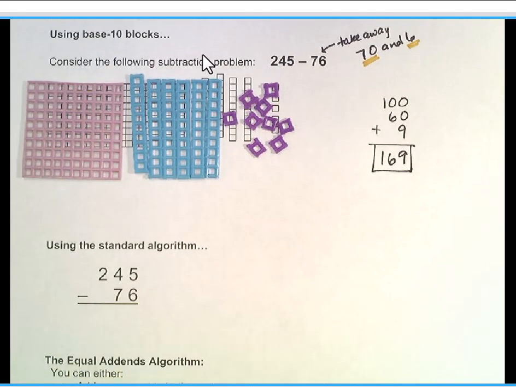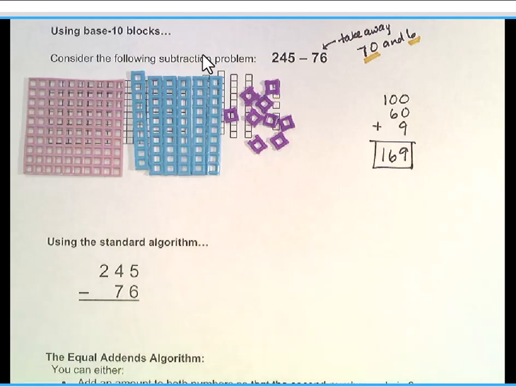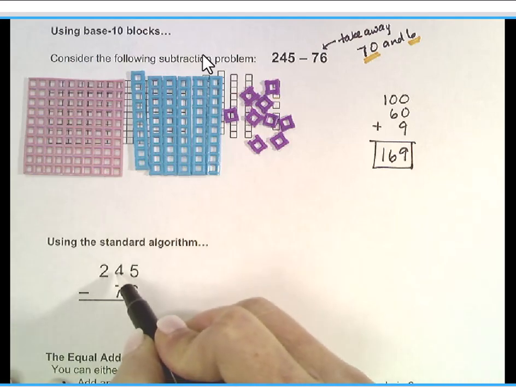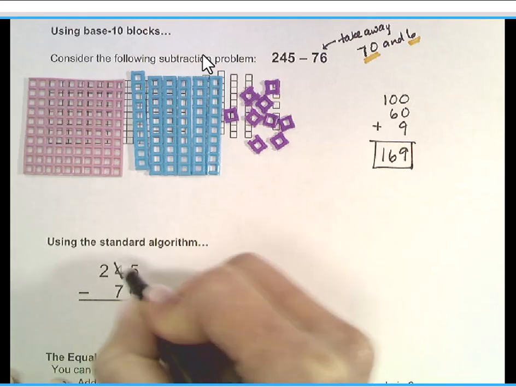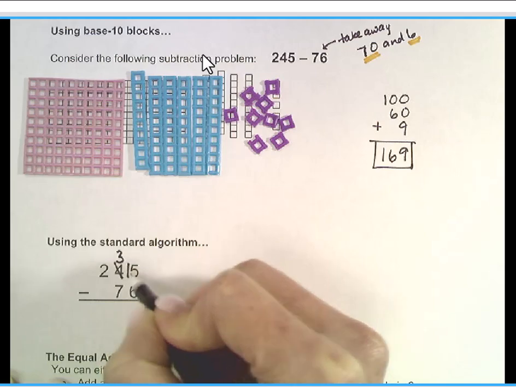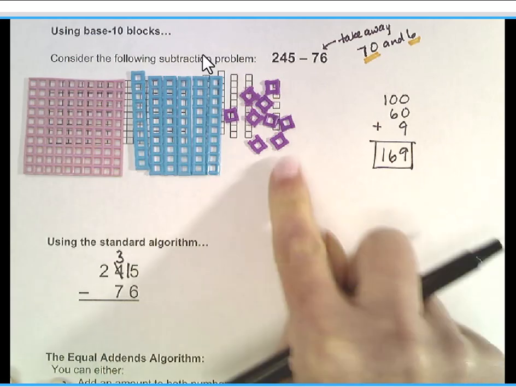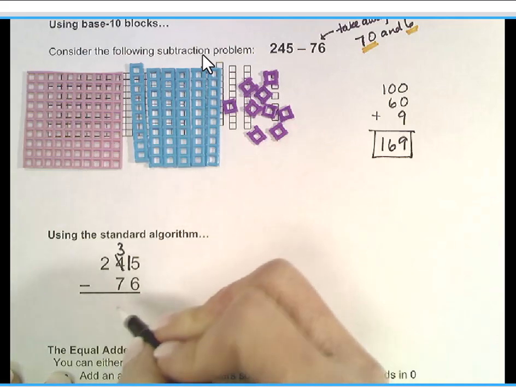So what do we tell kids to do? We go, well, you try to take 6 away from 5. Well, we can't. So we need to borrow from the next guy. So we need to take one of those blues and break it down. So then there's only going to be 3 blues left. And when you put your borrowed 1 over here, it makes that turn into 15. And remember, we had 15 purples. And I took away 6 of them, and I was left with 9.